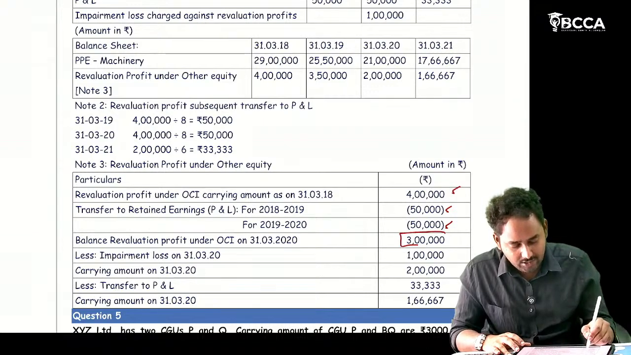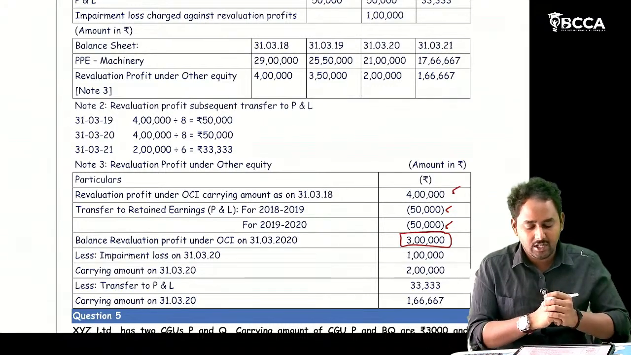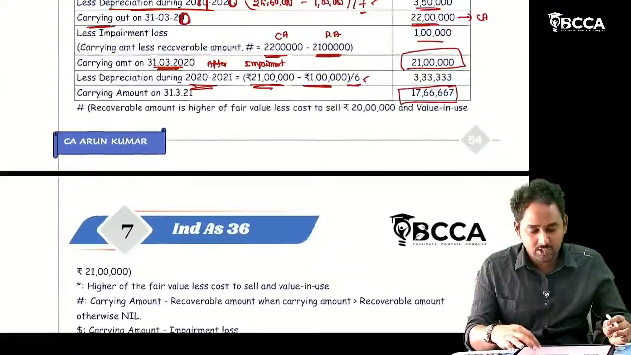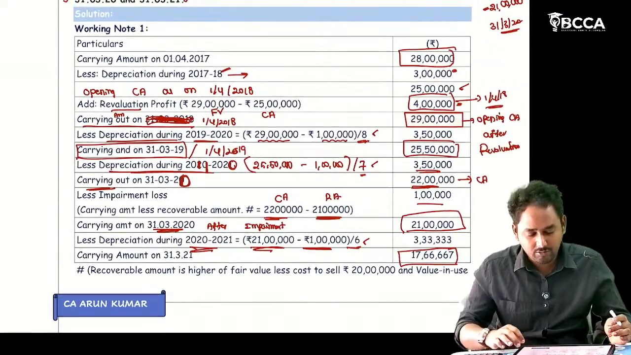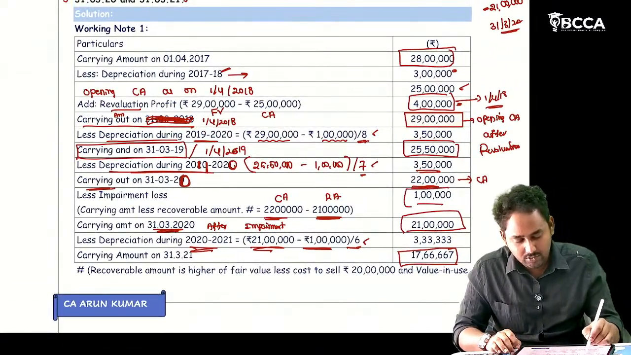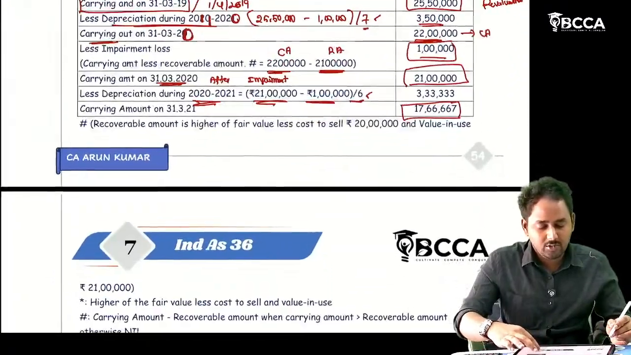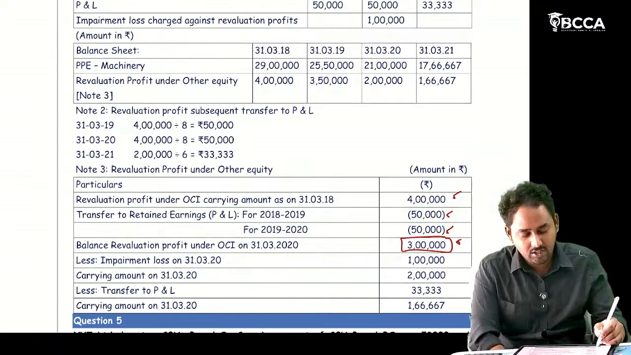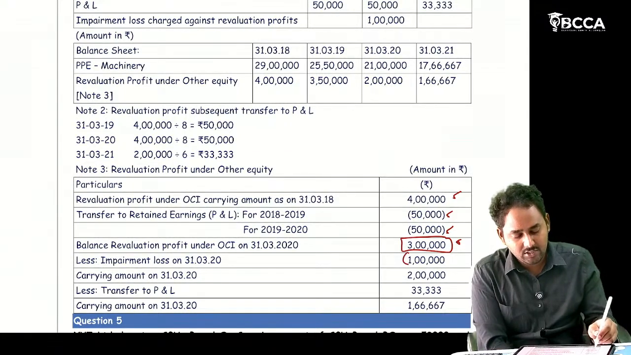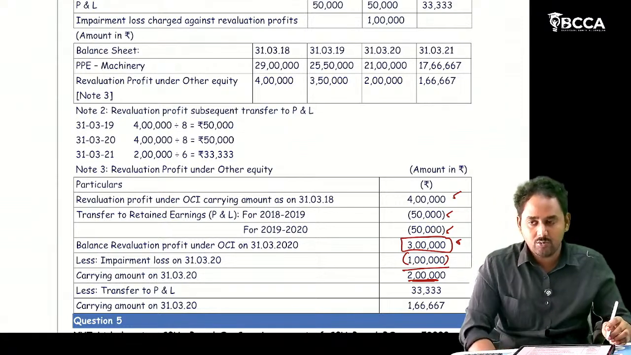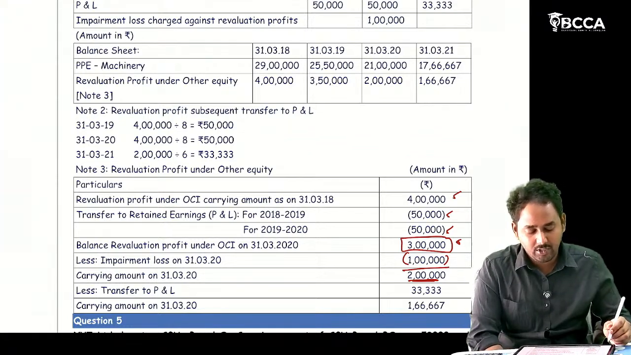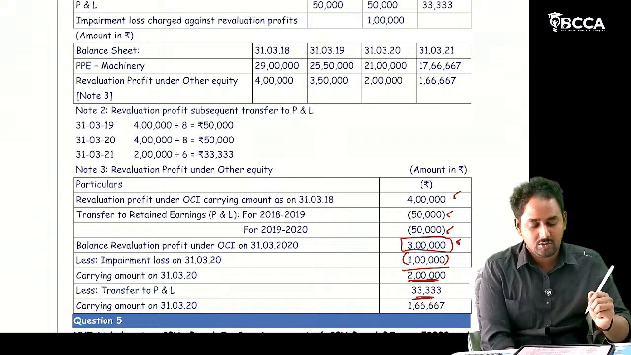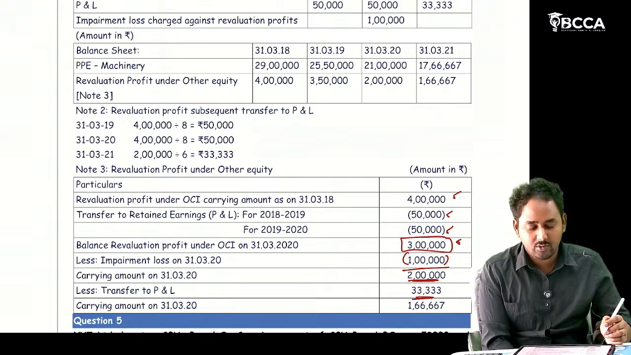So what is the balance as on 31st March 20? 3 lakh. So on 31st March 20, there is an impairment loss of 1 lakh rupees. So this impairment loss should be set off against the balance in OCA. What is the balance in OCA? 3 lakhs. So set off against the impairment loss 1 lakh. What is the balance? 2 lakh rupees in OCA. This should be transferred to P&L again, 33,000. You know how it has been transferring to P&L.